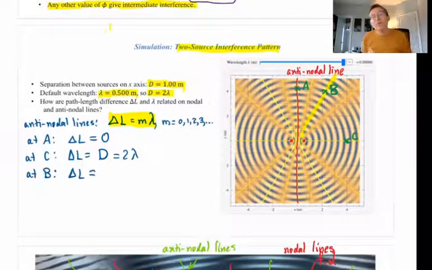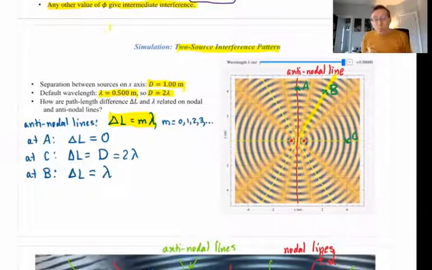Now this one we're going to have to infer, because we're not going to do any complicated calculation. But let's note, at point A, the path length difference was 0, or 0 times lambda. At point C, over there to the right, it was 2 lambda. I contend when you're directly to the right or the left of either source, that's the biggest path length difference you can get. And that's point C. So if that path length difference is 2 lambda, and the path length difference at point A is 0, what do you think the path length difference at point B is?